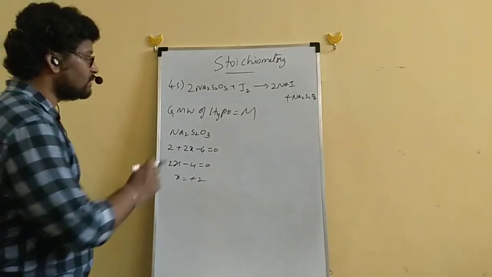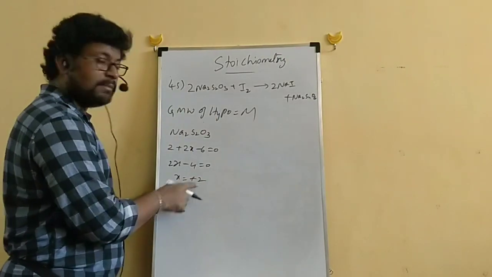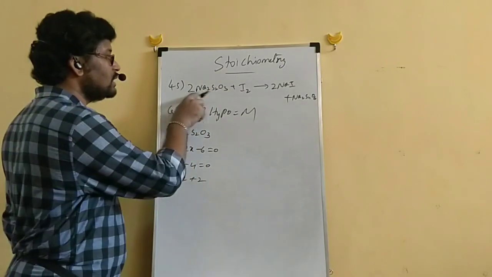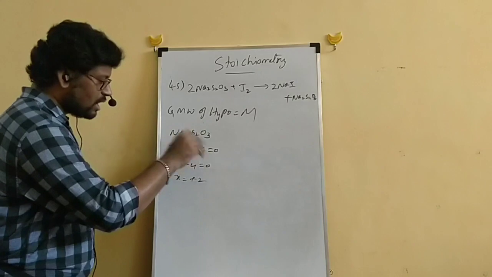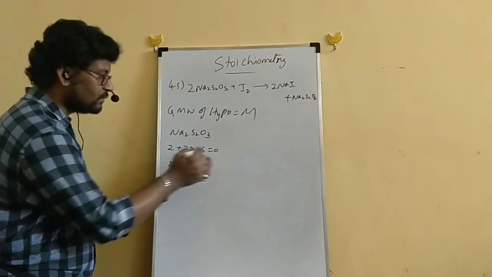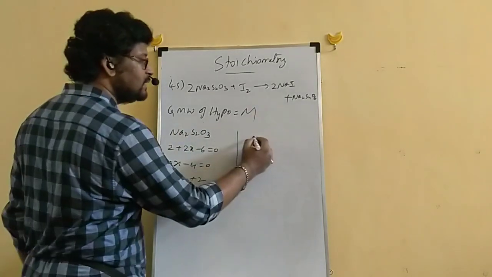So what is the oxidation number of sulfur here? Plus 2. But how many sulfurs do we have? Total we have 4 sulfurs now. Okay, later we will discuss that one. First, the oxidation number of sulfur here is plus 2. This is the left side. Now the right side.